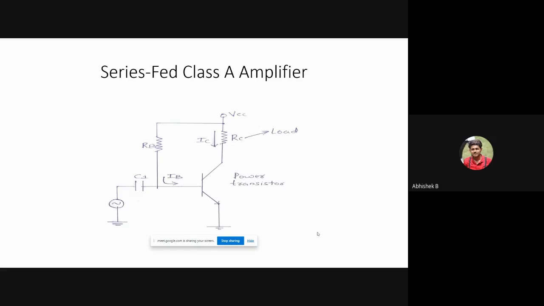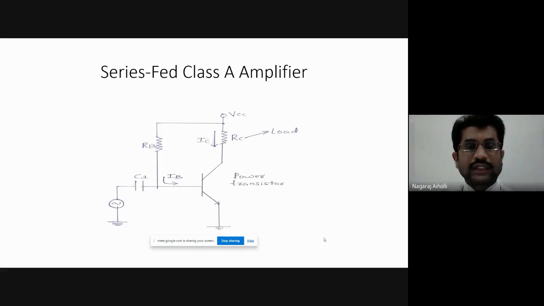Yes, sir. Okay. Yesterday I discussed the various types of classifications of amplifiers, that is class A, class B, class AB, class C, and class D amplifiers, right? So let us first study the first type, that is class A amplifier. It is called as series fed class A amplifier or direct fed class A amplifier.